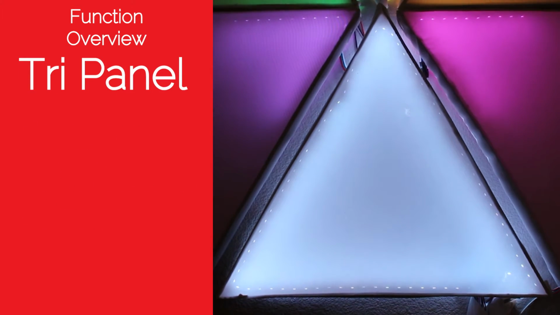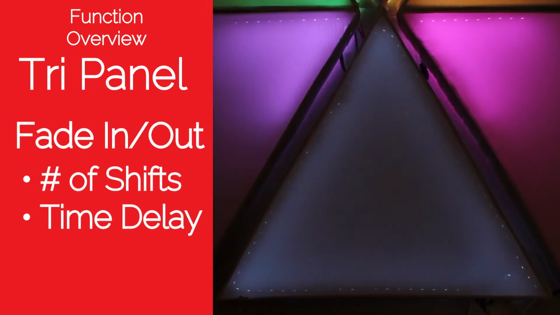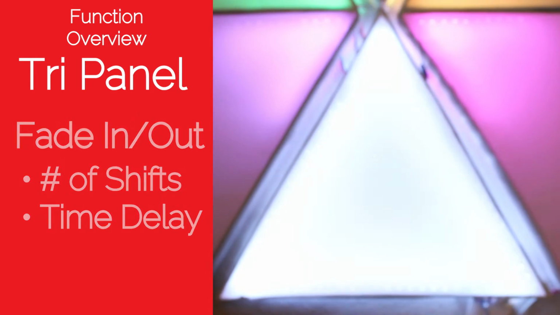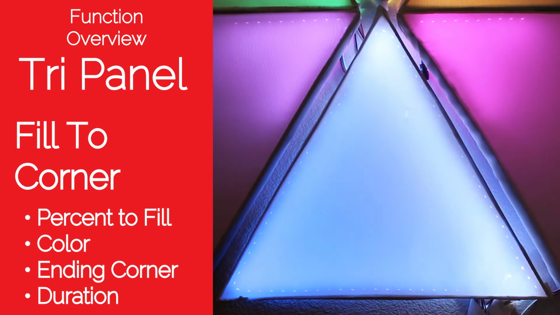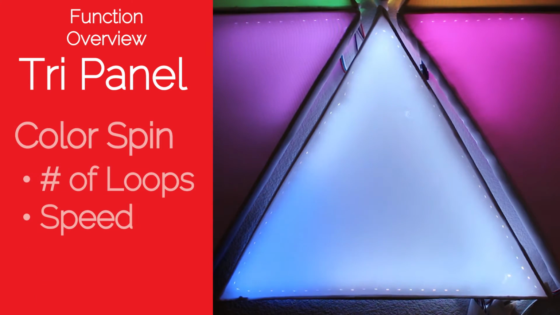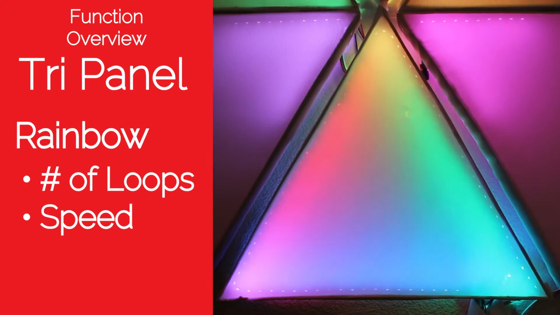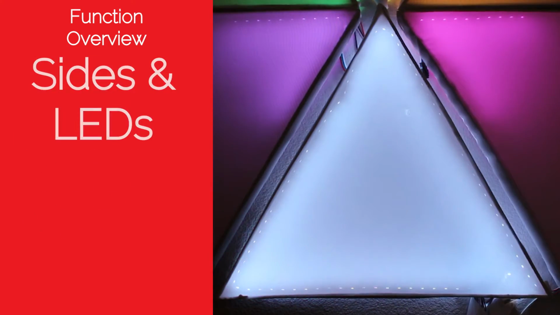The triangular panels have the most functionality. They can fade out and fade back in, fill a panel from any corner up to any %, fill a panel to any corner up to any %, have the colors within the panel rotate around it, and have a rainbow spin around it as well. The sides of each panel and the LEDs within them don't have any specific functions, but their colors can still be set individually. With these relatively few functions, I can combine them in different ways to get almost any light pattern I can think of.